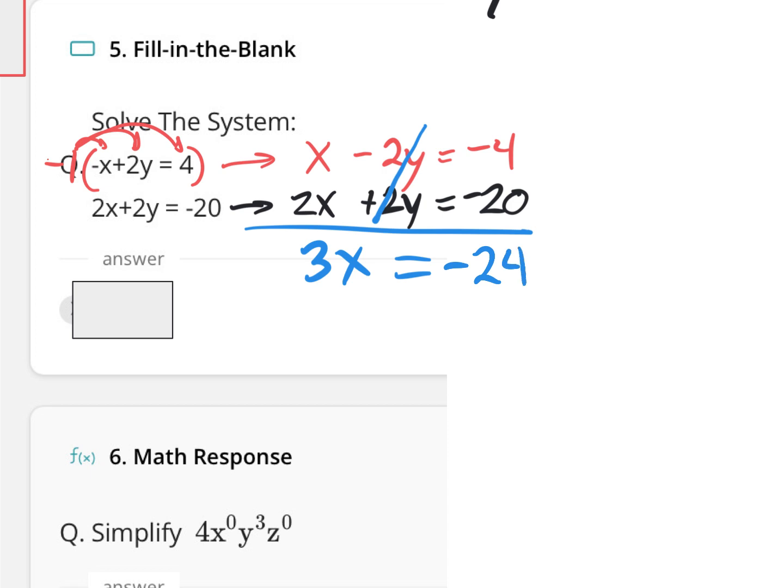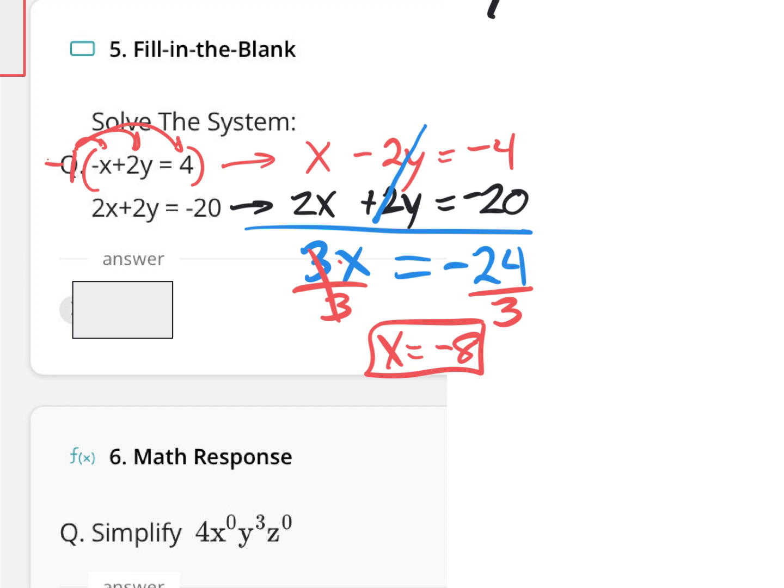So all we have to do now is get rid of that multiplication of 3 in front of the x. Let's get the answer for x. We're going to divide by 3. What you do to one side, you do to the other side. You're going to end up with x equaling negative 8. And of course, you could use a calculator. So your x value is negative 8.